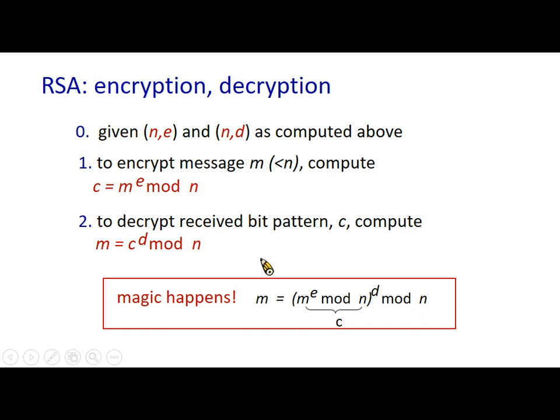So magic happens. The message m to the e, mod n, gives c, and c to the d, mod n, gives back m. So it's very magical. We compare this to the original message m.